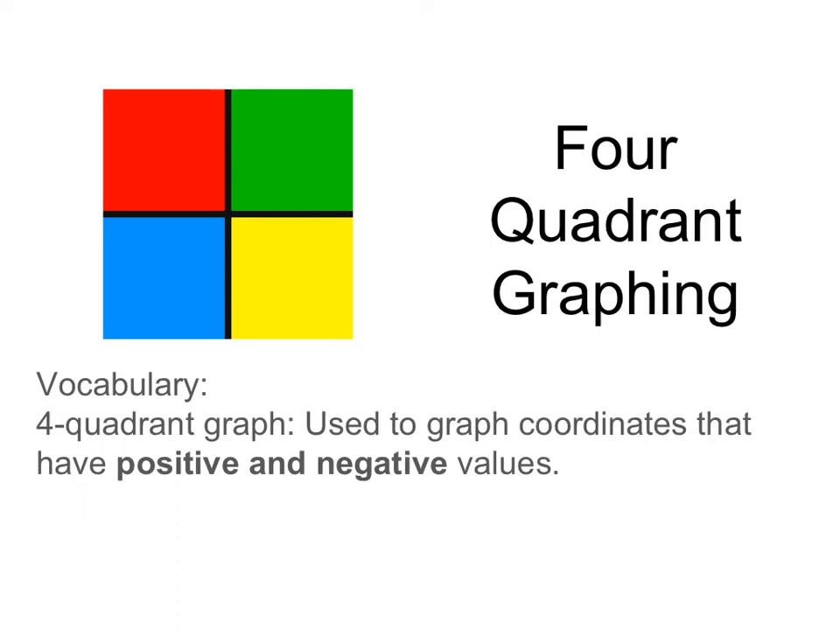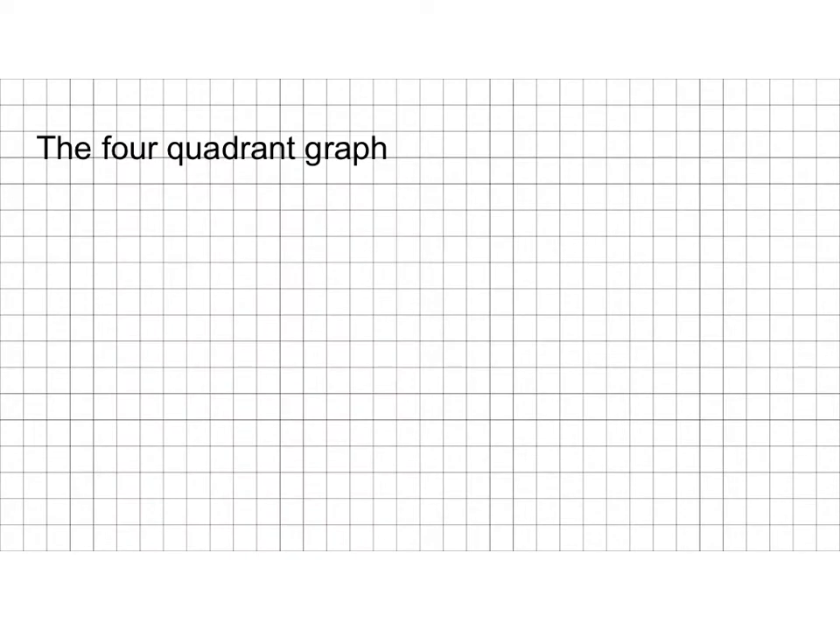In this video, we're going to learn how to use a four-quadrant graph. A four-quadrant graph is what you need whenever you try and graph something that has both positive and negative values. First, let's make an example of this four-quadrant graph and label some important parts of it.